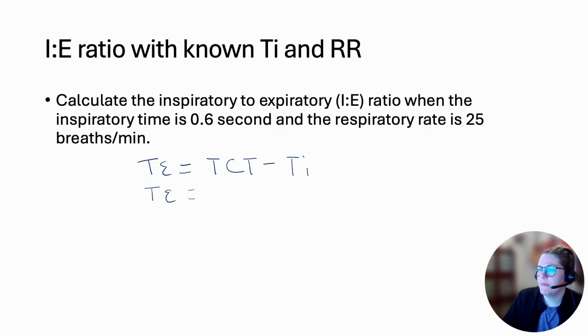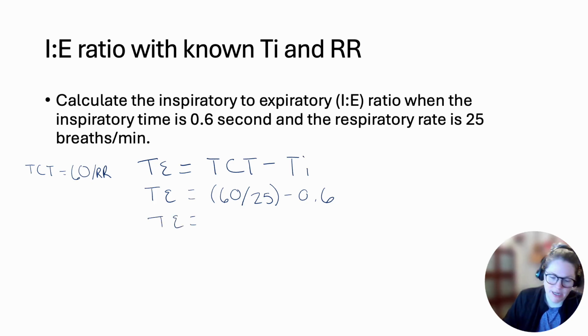So we do have to remember the equation for total cycle time, and that's going to be 60 seconds divided by respiratory rate. That's our total cycle time. So for this equation, that's going to look like 60 divided by 25. Our I time is 0.6. We'll plug that into the calculator, and what we're going to get is 1.8. Okay, so now we have our expiratory time.